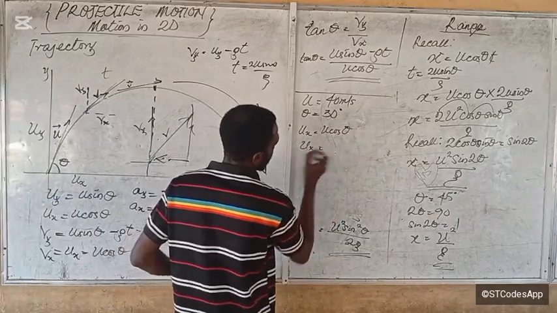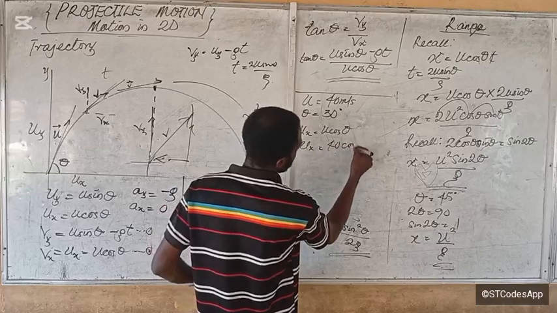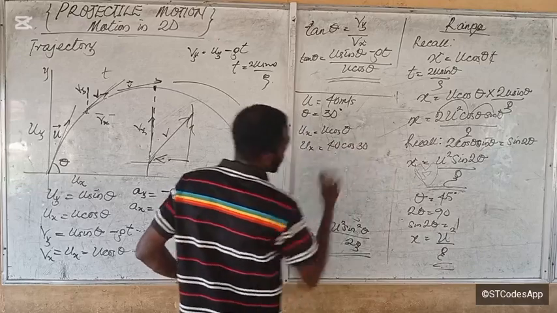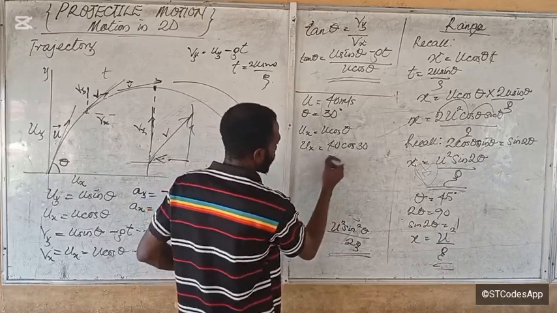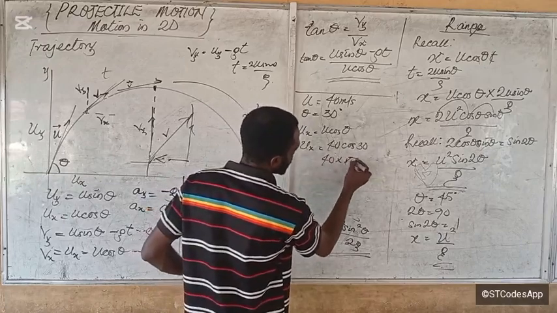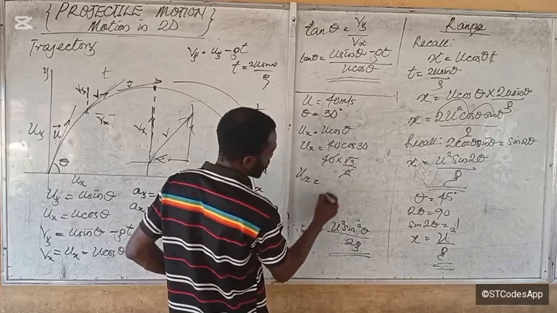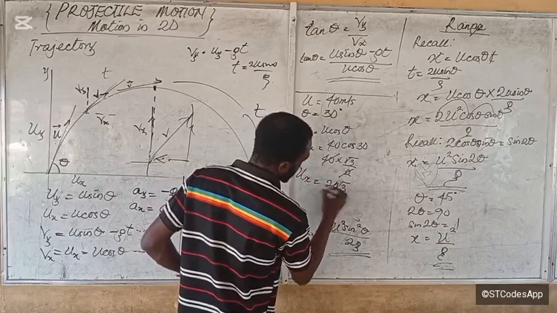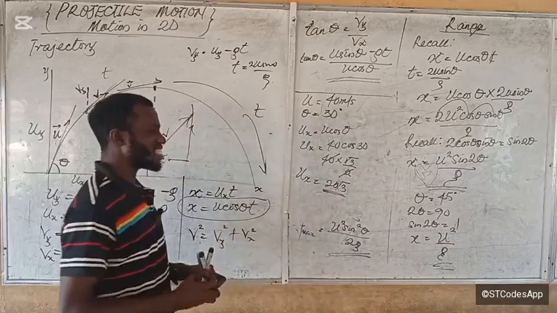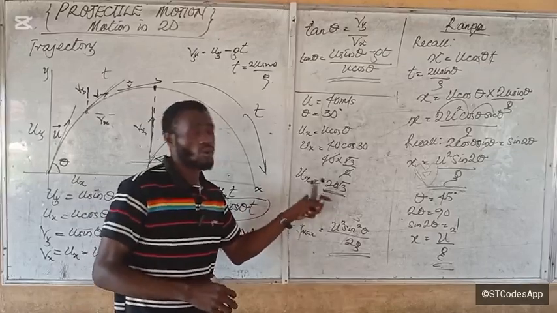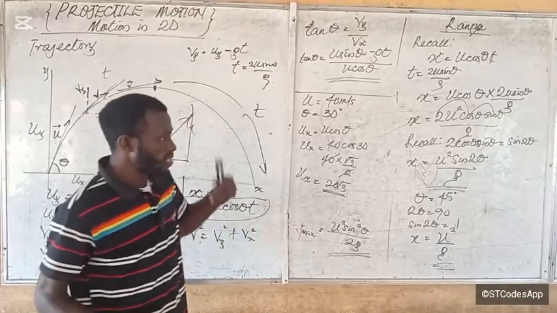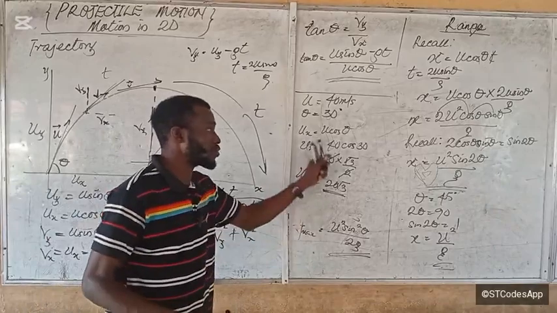So u sub x, the horizontal component, is what? 40 times cosine of 30. And what is cos 30? Cos 30 is root 3 over 2, so 40 times root 3 over 2. By the time you do this, u sub x will be equal to 20 root 3, and that will be the horizontal component of the velocity. What will be the vertical component? Simply say v sub y equal to u sine theta.